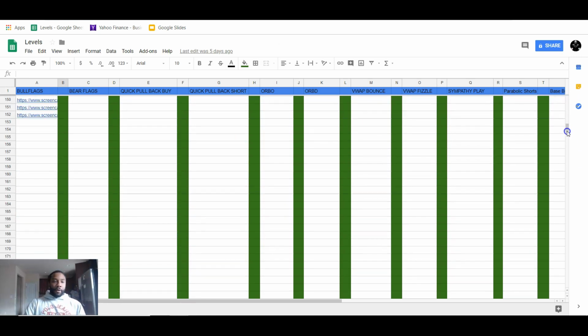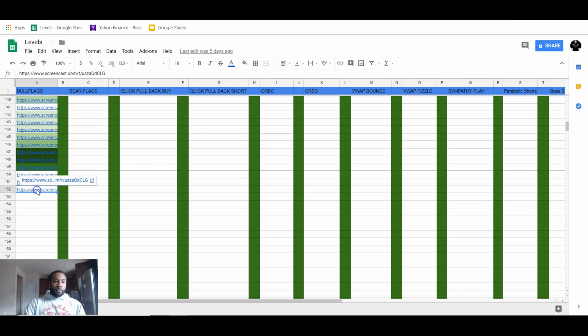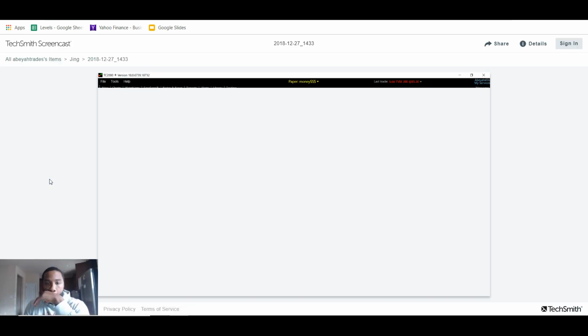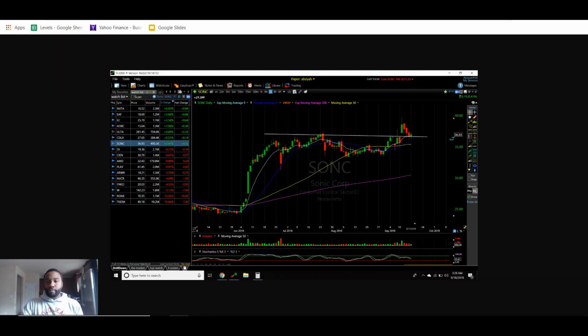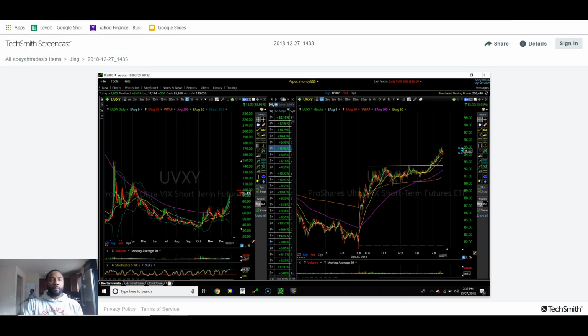Let's see, what's the last clean bull flag I found? Here it is today. That's clean. That's clean. I'm just having fun. Have fun. Yeah, so that's clean. That's a nice sweet thing. So that's SONC, pull back to price support. Hope you understand this, guys. Pull back to price support, pull back to price support. Bam, bam, bam.